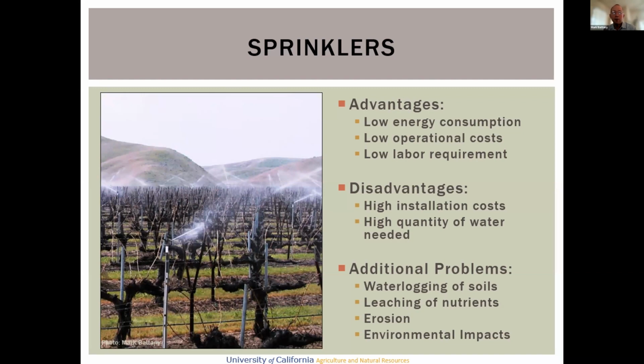But we do have some additional problems. Waterlogging of soils from extensive use. As Ben mentioned, that can definitely be a problem with your avocados. Leaching of nutrients. We have a lot more focus now on things like nitrogen. So if we are applying a lot of sprinkler frost protection, that can create other problems for us. Erosion in hillside situations and other environmental impacts. So they are not systems that are without problems, so we have to be aware of that too in our design and implementation of them.